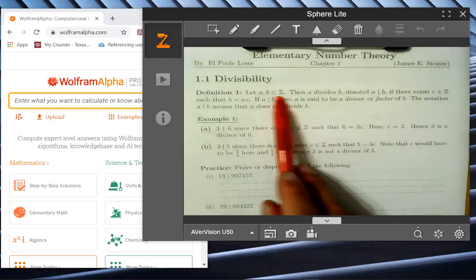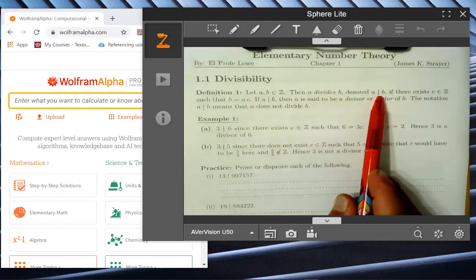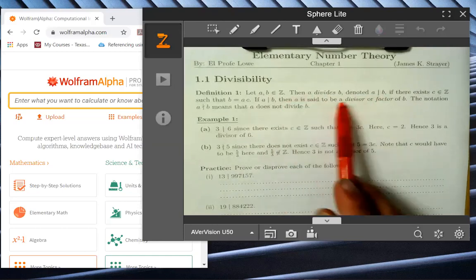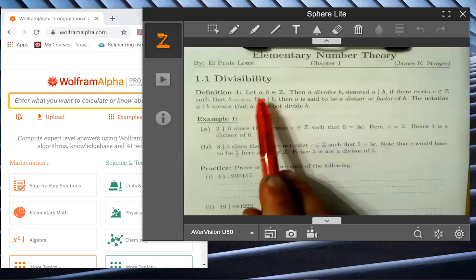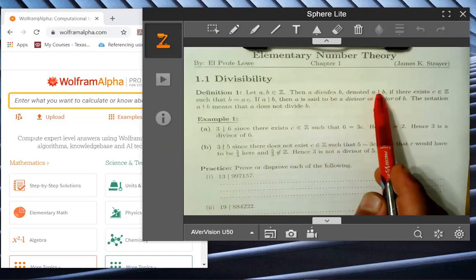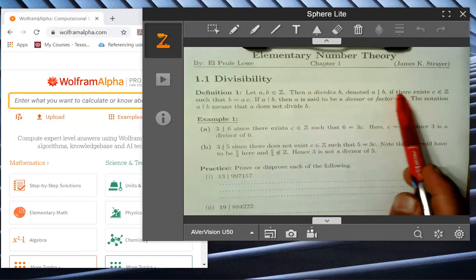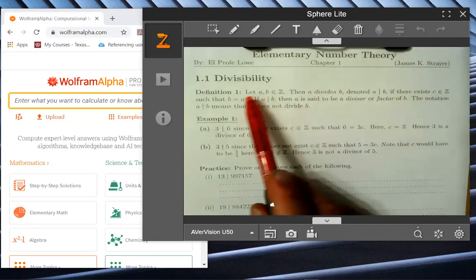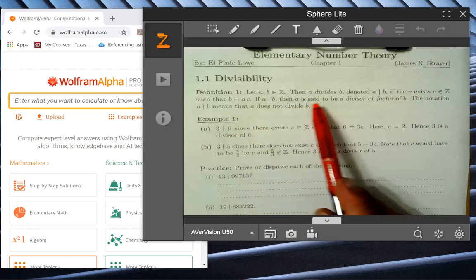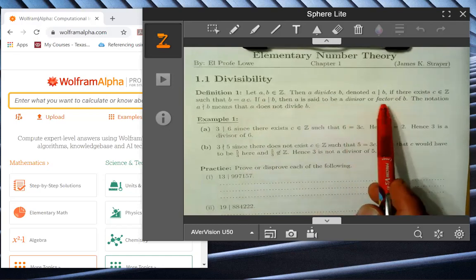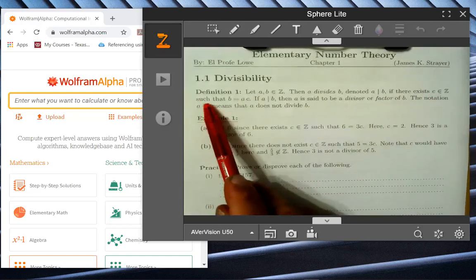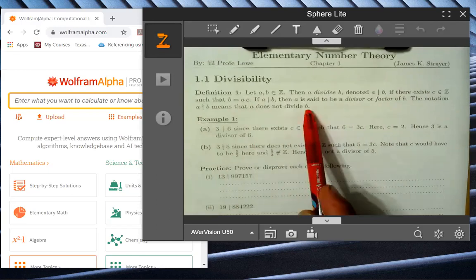We have this definition about the notation for A dividing B and how that works. If A and B are integers, then A divides B can be written with A, a vertical bar, B. This is true if there exists an integer C such that B is equal to A times C. If A divides B, then A is said to be a divisor or factor of B. The notation A with that vertical bar with the slash through it means that A does not divide B.